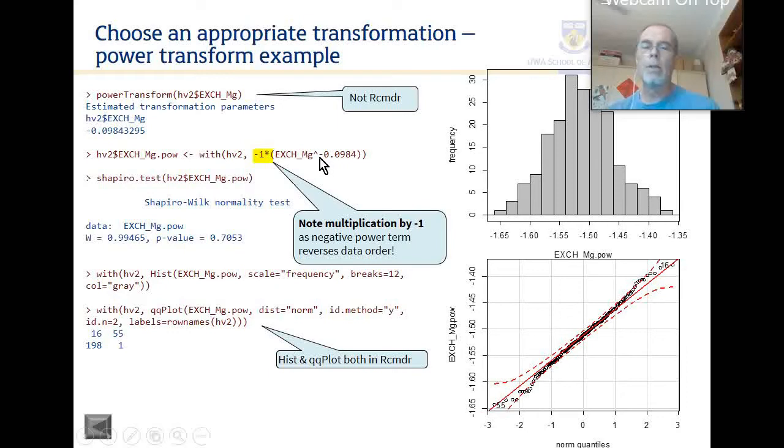Notice that the power transform calculated a negative number, and so we multiply the whole thing by -1 because the negative number will reverse the ranking or order of our data. We want to reverse it back using the factor of -1. Then with our new variable, we can run the Shapiro test again. Now it has a p-value of 0.7. We can't reject the null hypothesis, which is good in this case because it means that our distribution, as we can see in the histogram here, is not significantly different from normal, and that's confirmed by the QQ plot.